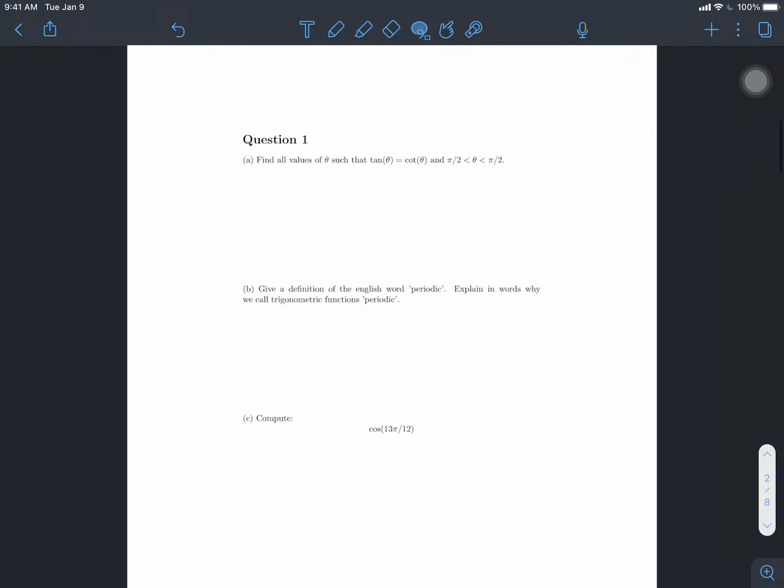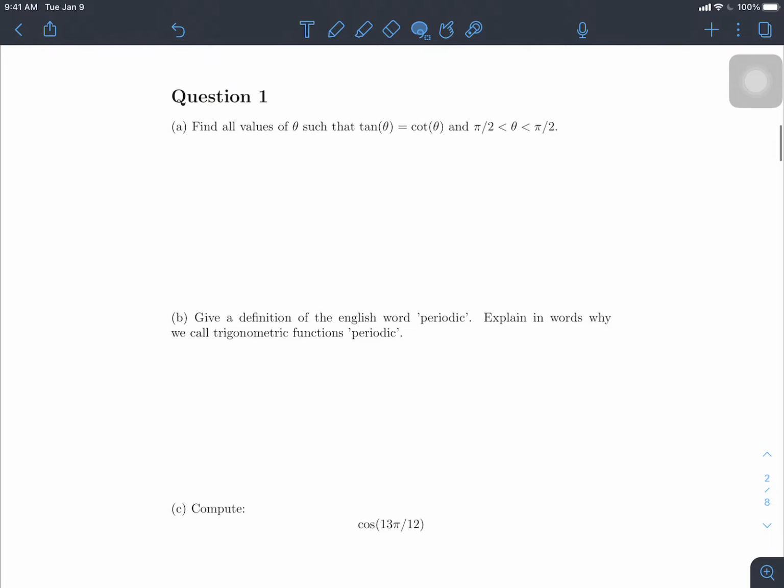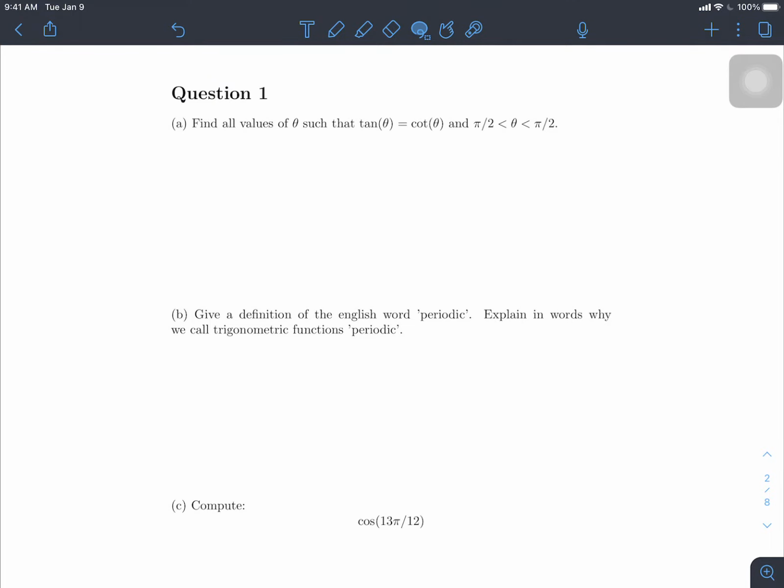Okay, so question one, three-parter. The first part, we're supposed to find all values of theta, angles theta such that tan of theta is equal to cotangent of theta. Okay, so here's what we're really asking. Theta should be between, this should say negative pi over 2 and pi over 2.